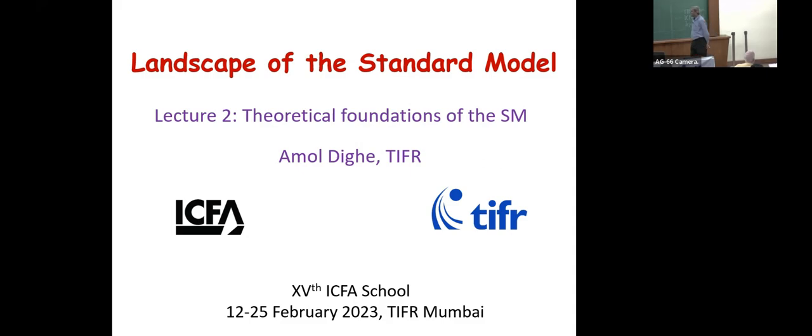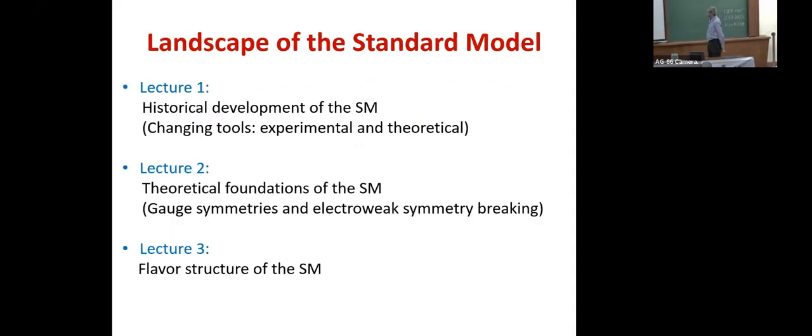So yesterday we essentially talked about the historical development of the standard model, and we saw how our tools kept on developing, starting right from the cathode ray tube to, of course, the most modern apparatus like the ATLAS or the CMS detectors.